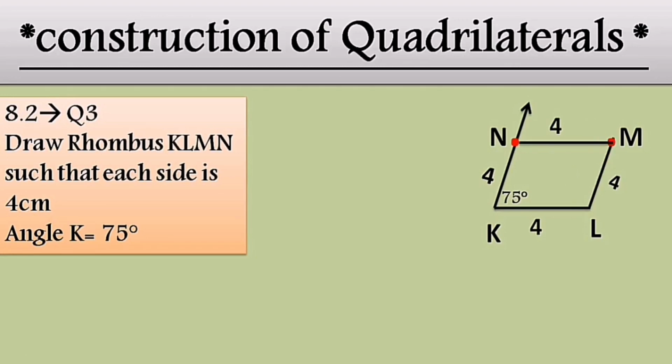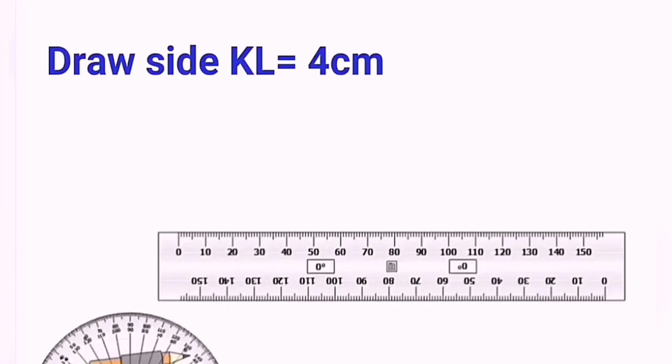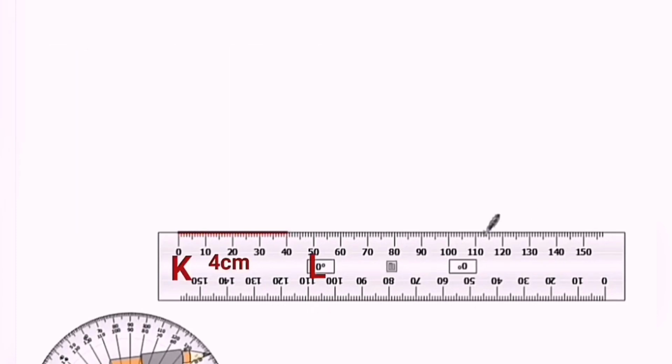This is the rough diagram, boys and girls. Now let's do a few things practically. As we have decided to draw our rhombus, we will begin with base KL. Distance KL is 4 centimeters, so draw it very cautiously. Press at 0, then press at 4, and then join those dots.